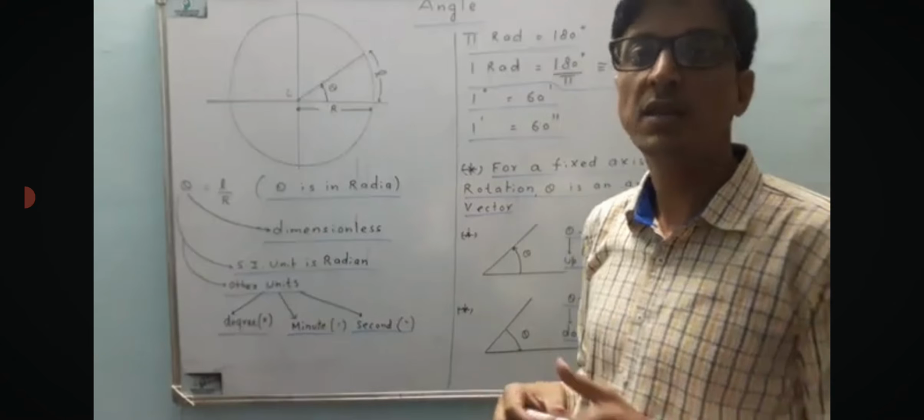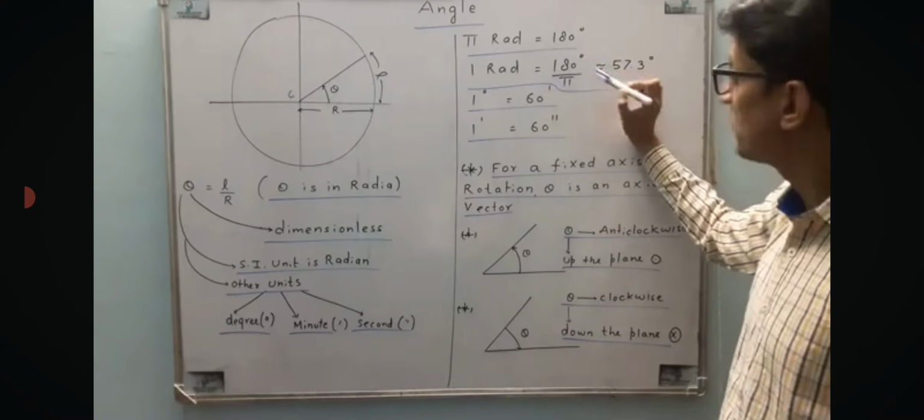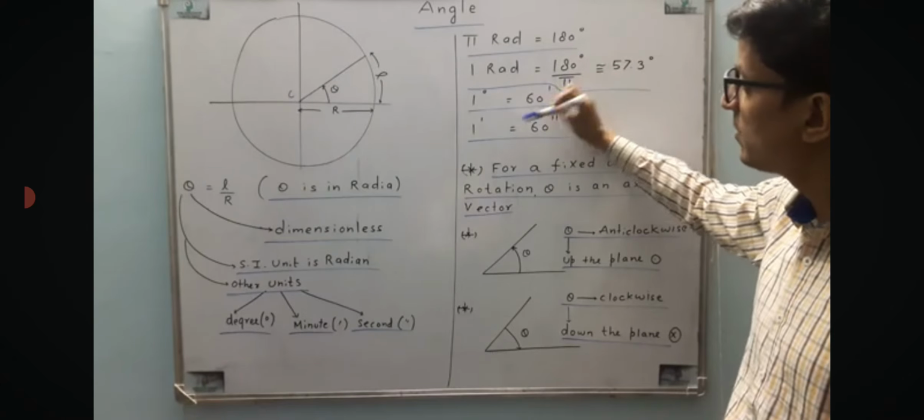Pi radian is equal to 180 degree. 1 radian is equal to 180 upon pi degree, which is approximately 57.3 degree. 1 degree is equal to 60 minute. 1 minute is equal to 60 seconds.